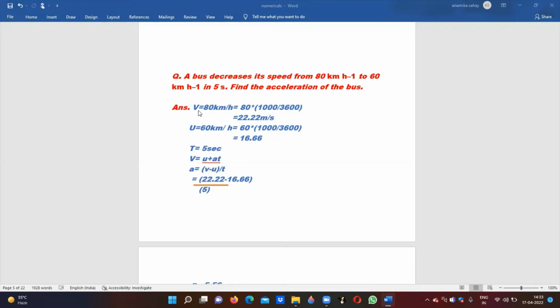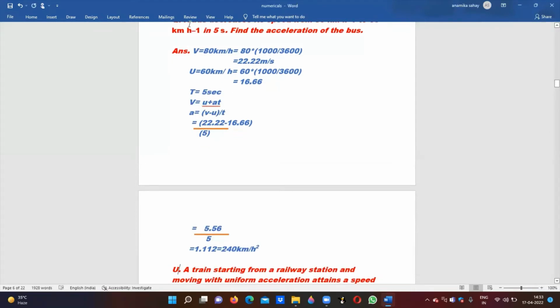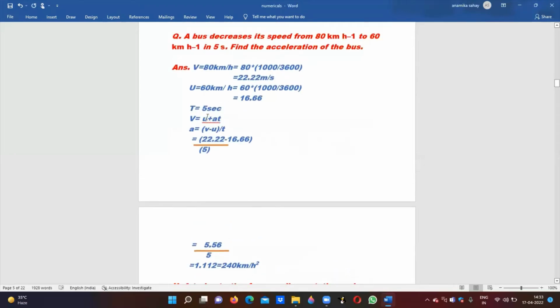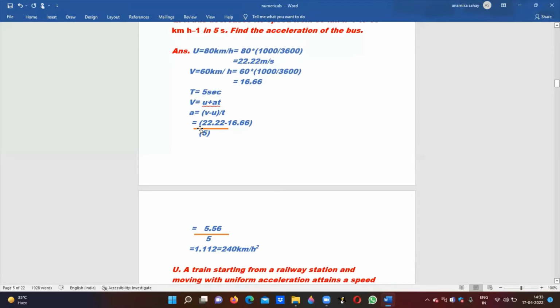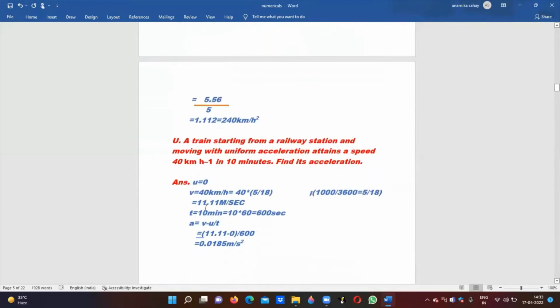This is our initial velocity, and this is our final velocity. Okay, now we know the formula. Acceleration is v minus u by t. By substituting in the formula, we will find the answer.